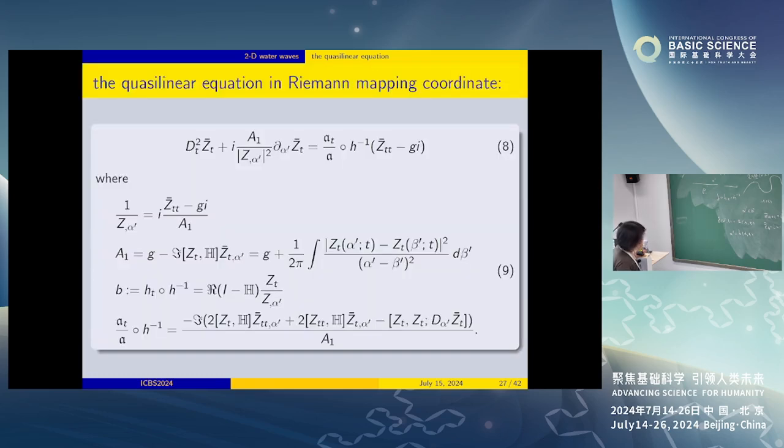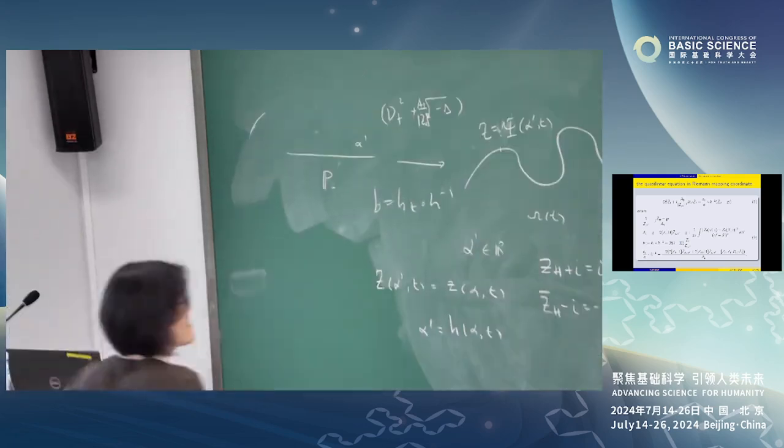And this is the equation. Because 1 over Z_α has a positive lower bound, this coefficient is strictly positive, and multiplies a positive operator. So I should really put A_1 over Z_α squared here. Okay. So everything's fine here.